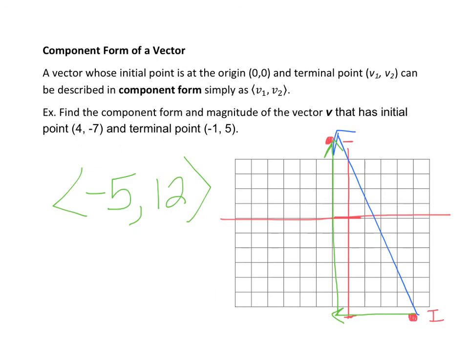To find the magnitude, that's the distance. Negative 5 and 12 are the two legs of my triangle, so 5 squared plus 12 squared. Take the square root of that. It's going to be the square root of 169, which comes out to an even 13.